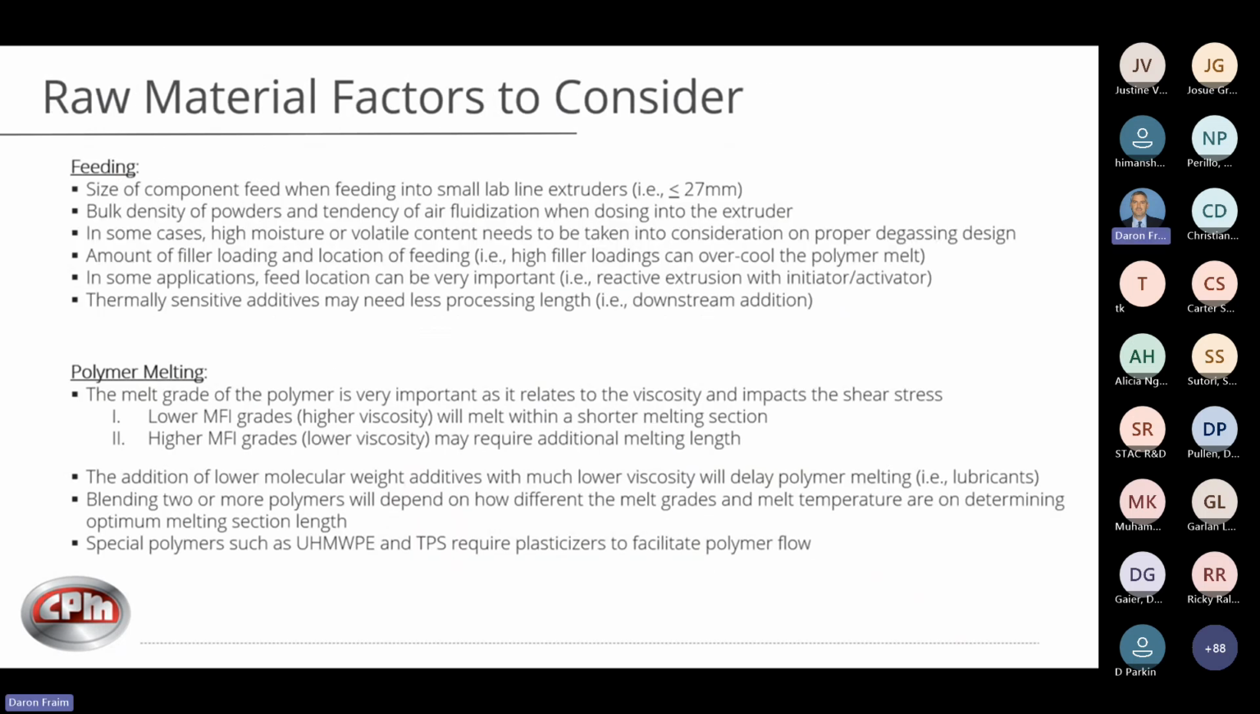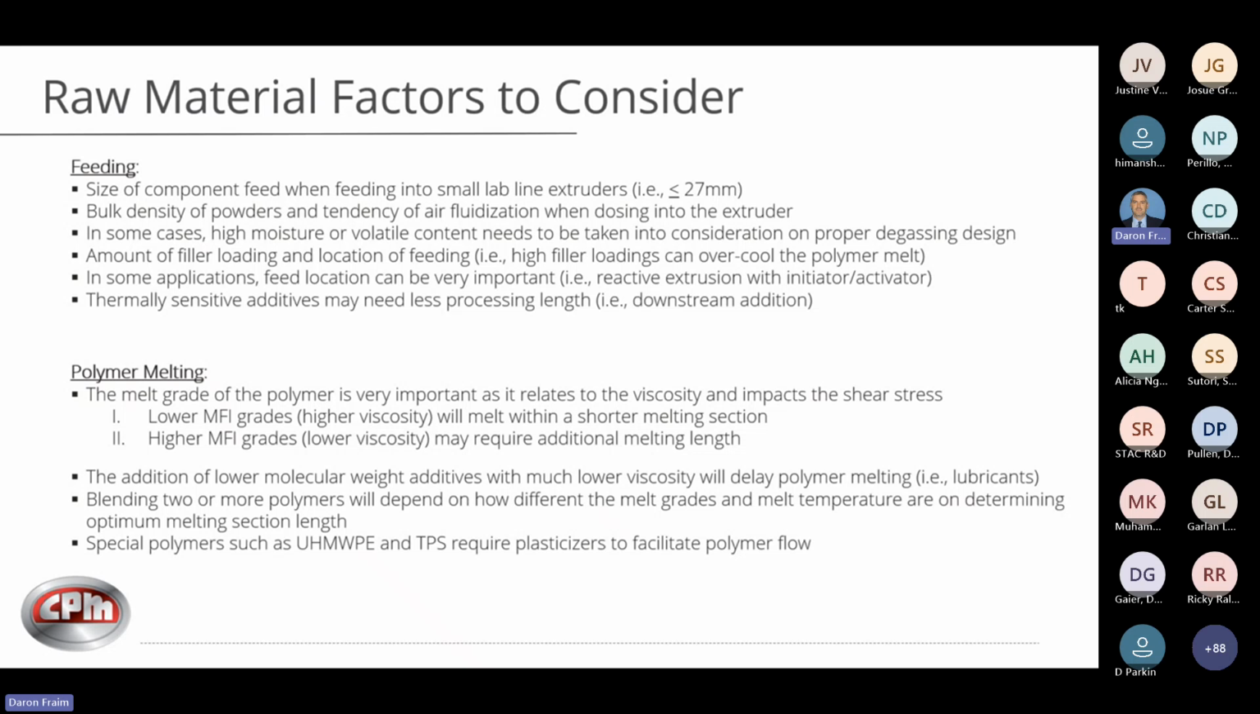And we look at raw material factors. I'll go through these pretty quickly, but when we think of feeding, one thing to be mindful of is the size of the component you're feeding. This is really more when you're dealing with lab lines, small extruders. So if you're doing recycled material, the large flake, just be mindful, it could be too large for the channel on that small machine.